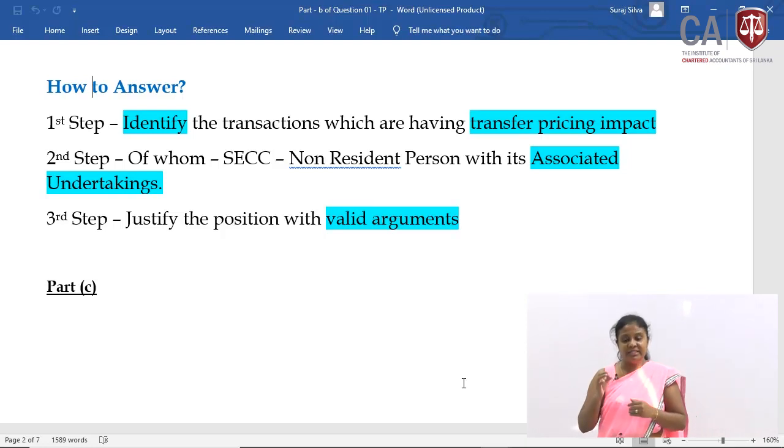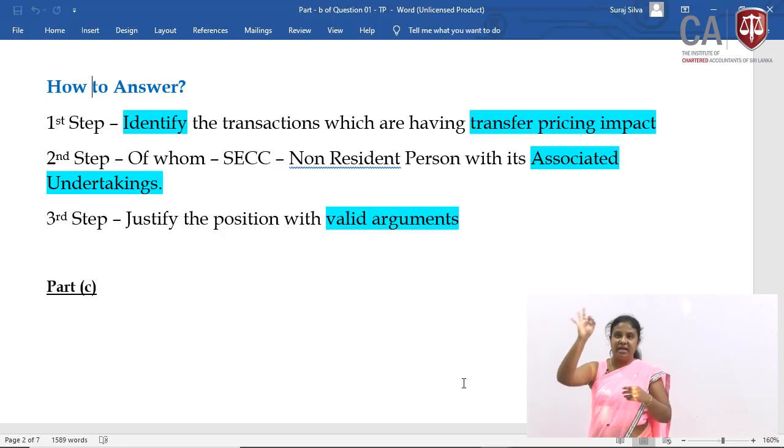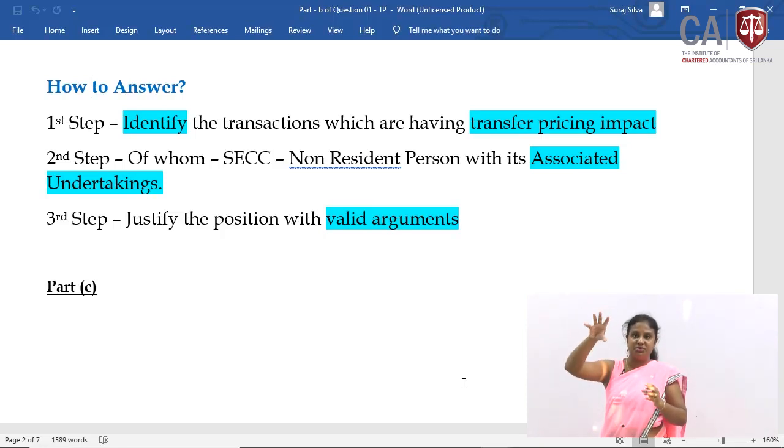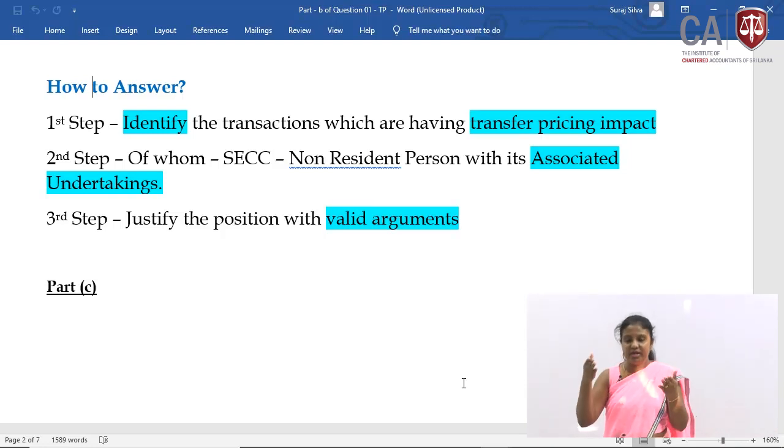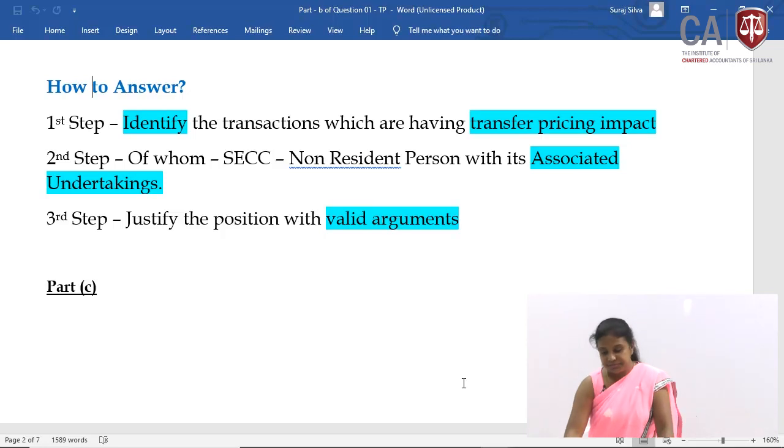Third step, justify the position with valid argument. Now you have to say there is a transaction between associated undertakings. If there is a transaction like this, it should be ascertained under arm's length pricing. According to the given information, it is not at arm's length pricing, so this is my recommendation. That is the way of answer. That's why I have given steps 1, 2 and 3 for you to refer. Then we will see the questions.